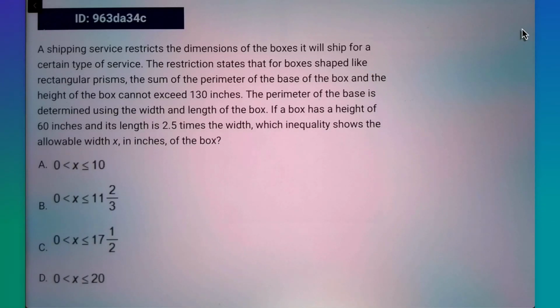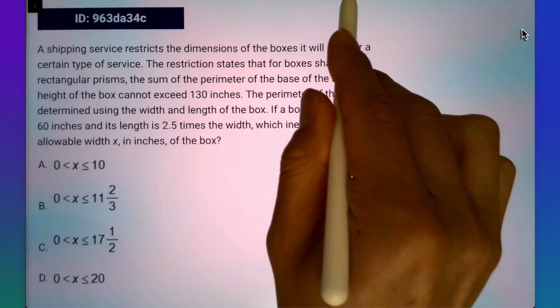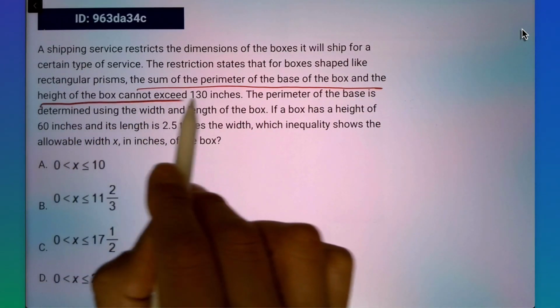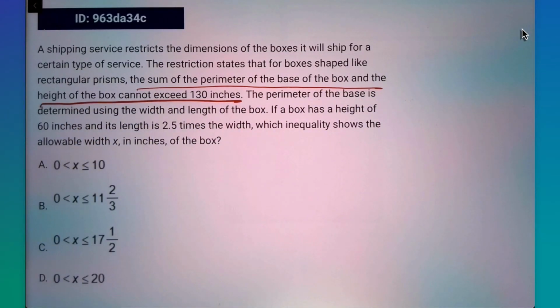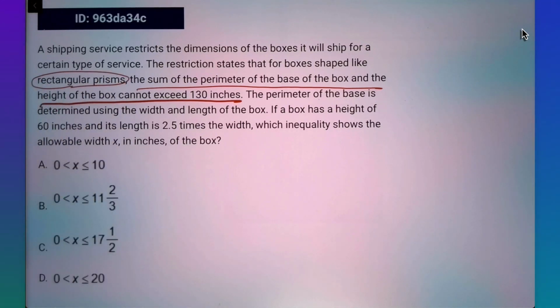A shipping service restricts the dimension of the boxes it will ship for a certain type of service. The restriction states that for boxes shaped like a rectangular prism, the sum of the perimeter of the base of the box and the height of the box cannot exceed 130. And also we have a rectangular prism for our given geometry.